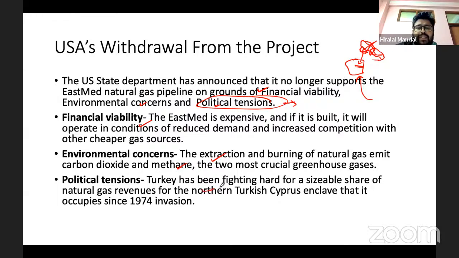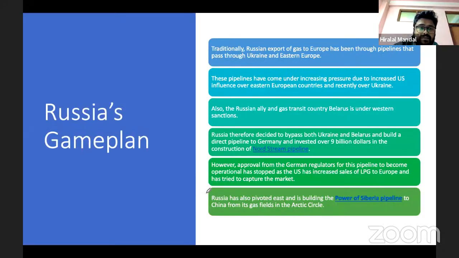And the political tensions are largely because of the inclusion of Cyprus in the project. There is a conflict over Cyprus. In Cyprus, a territory was acquired by Turkey through the invasion in 1974. So Turkey is claiming a right on this project, and therefore there is tension on this project from the Turkish side. Now, what is Russia playing?